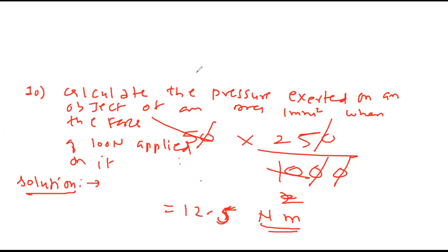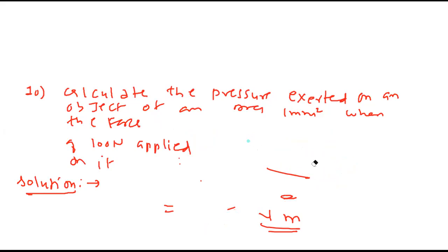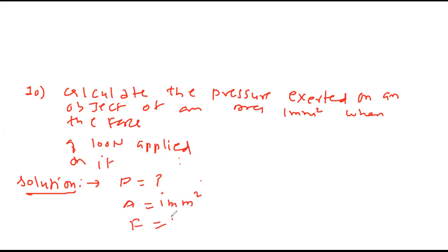Calculate the pressure exerted on an object of area 1 millimeter square when a force of 100 Newton is applied on it. See, you are remembering all the conversions, right? Newton, meter to millimeter and all. Yes, sir. So we want pressure, so P is unknown. Area is 1 millimeter square and force is 100 Newton. The pressure formula is force upon area.